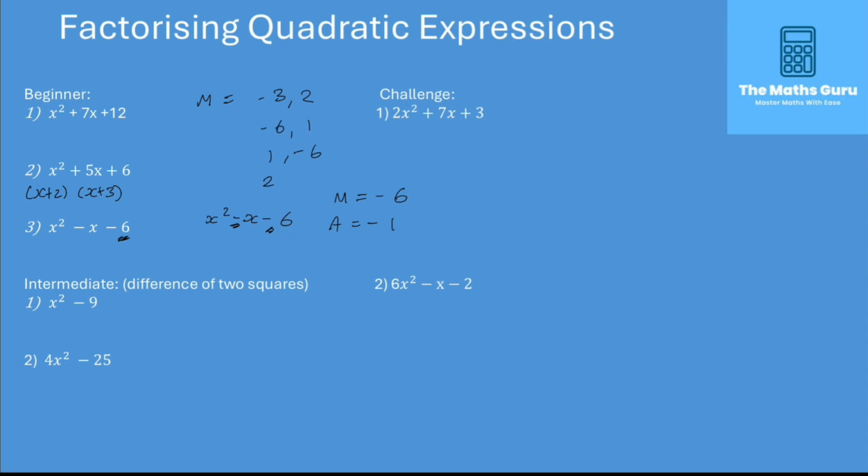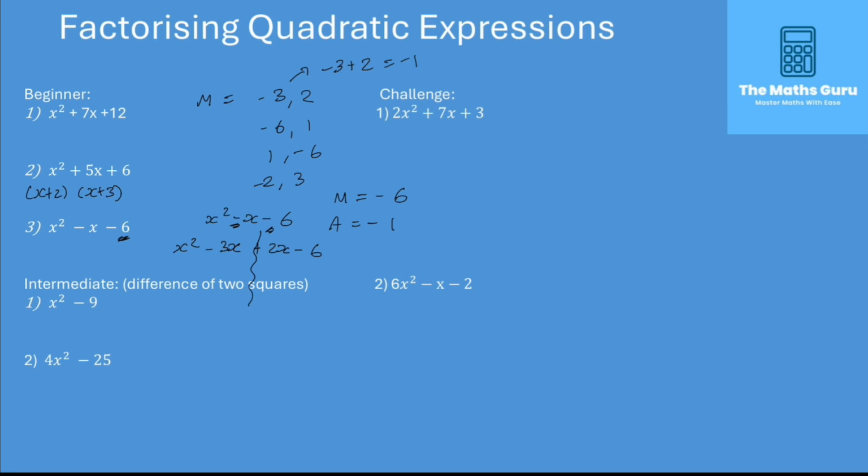we can have 2 and minus 3. And if we add them together, the one that's going to give us our desired minus 1 is minus 3 plus 2, that's going to give us our minus 1. So let me break this down into x squared minus 3x plus 2x minus 6.